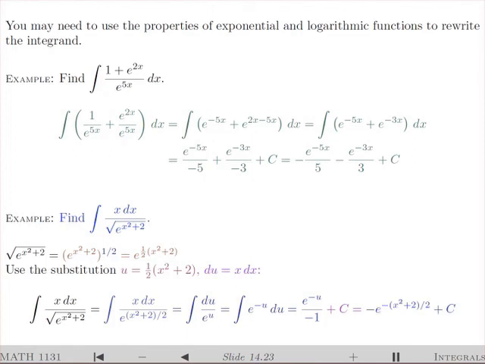This concludes our two examples with exponentials. Next time we will look at an example involving logarithms.